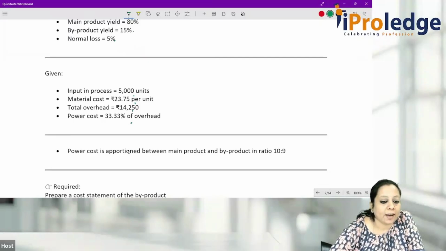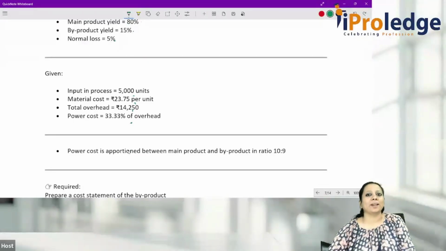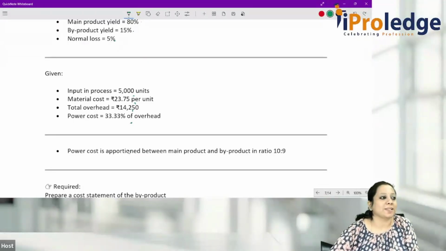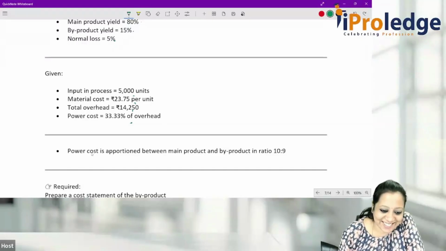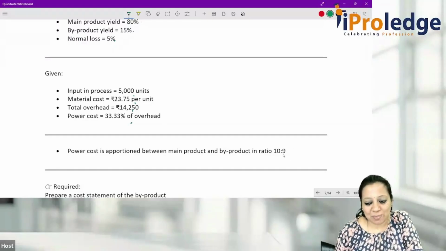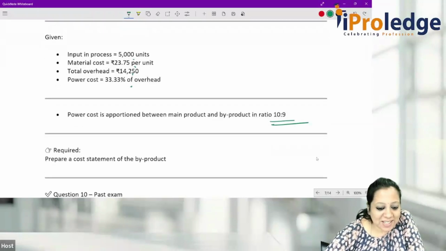That means other overheads will be 66 percent. Overhead consists of many other indirect expenses. In that, power is only one. Other is 66 percent. Yes, ma'am. Okay, so power cost is apportioned between main and byproduct in the ratio 10 to 9. Okay. So prepare a cost statement of the byproduct.